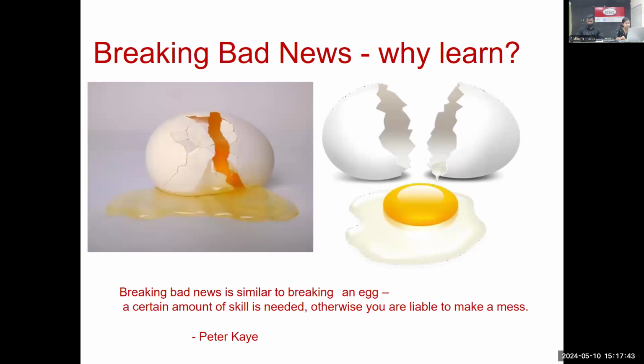Chat, you can use the chat box. You can unmute yourself and say anything. So, what differences do you find between the first picture and the second picture? It's just like breaking an egg, okay? But what's the major difference that we see here? First one is very messy. Thank you, Annamal. It's very messy, right?